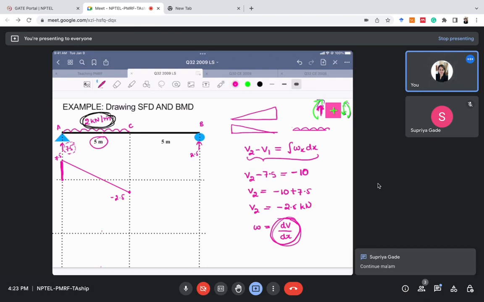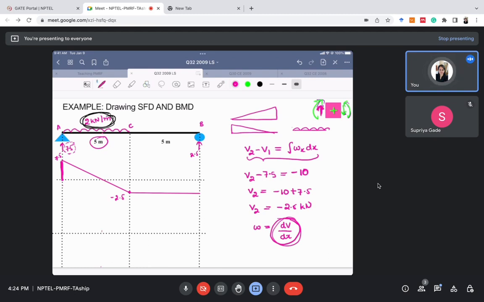Now we know what is the shear force at point C. Now we have to find out the shear force at section B to continue the shear force diagram. So at C we know it's minus 2.5. Now we'll consider section CB. In section CB there is no load, right? Neither any point load nor distributed load, nothing. So in section CB the shear force diagram will be constant.